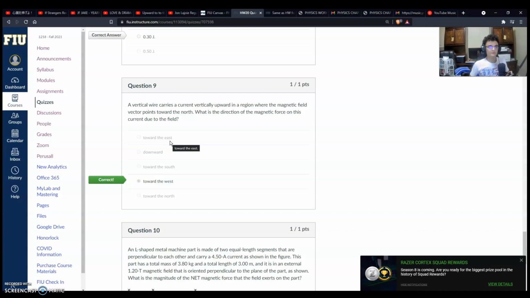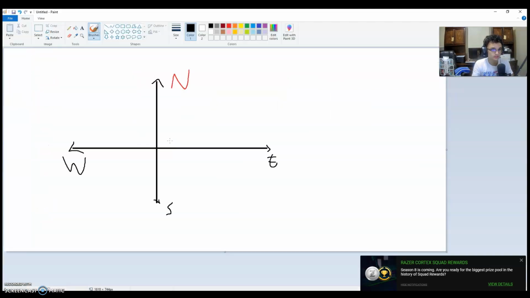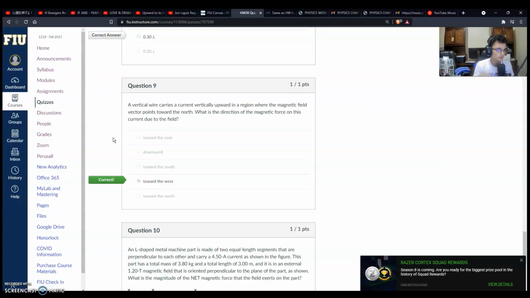Straight towards the camera. Vertically upwards, we have the current, which is the thumb. And then it says that the magnetic field vector points north. So the only other thing we have to do is curve our hand, which is to the left. To the left of north, like we can see right here, is west, which is why the force points towards the west.